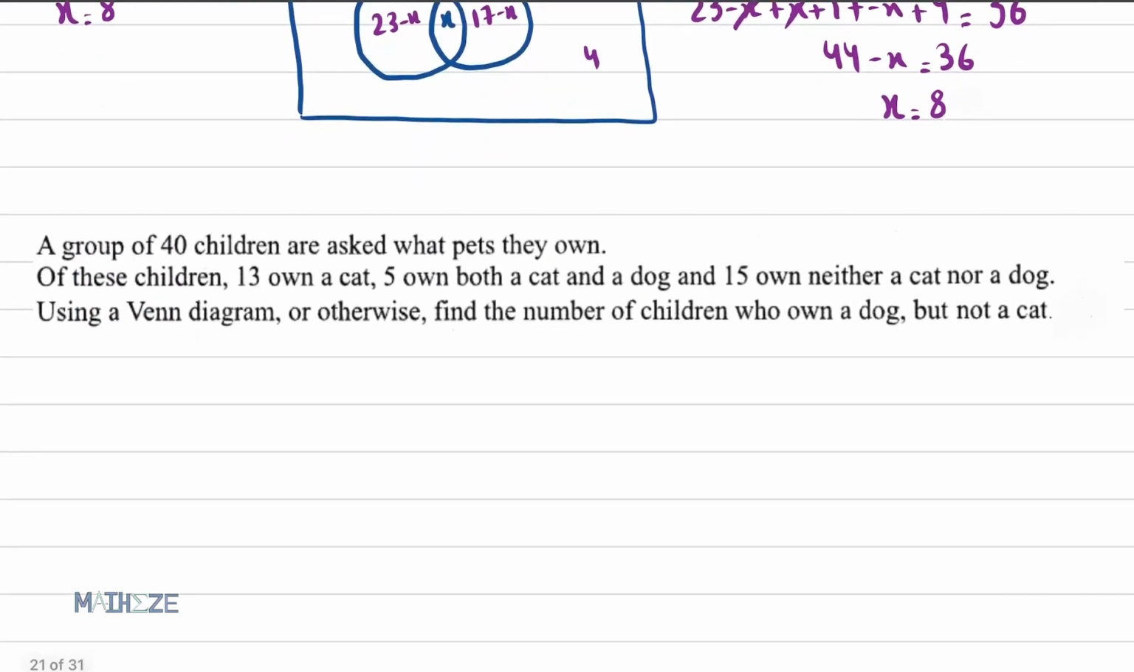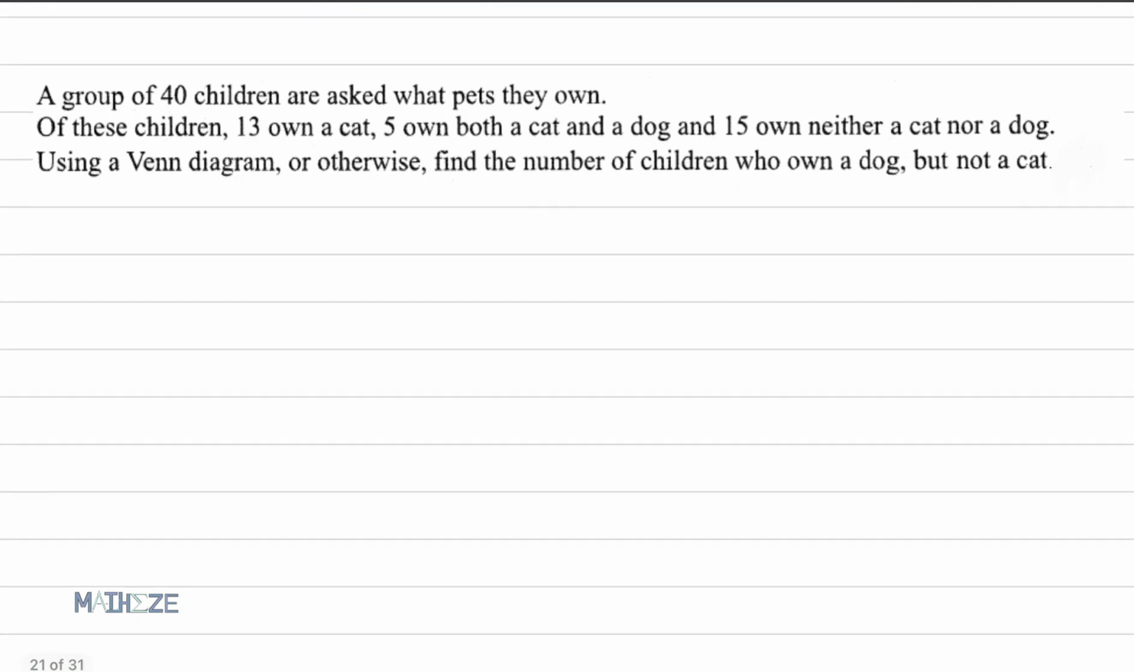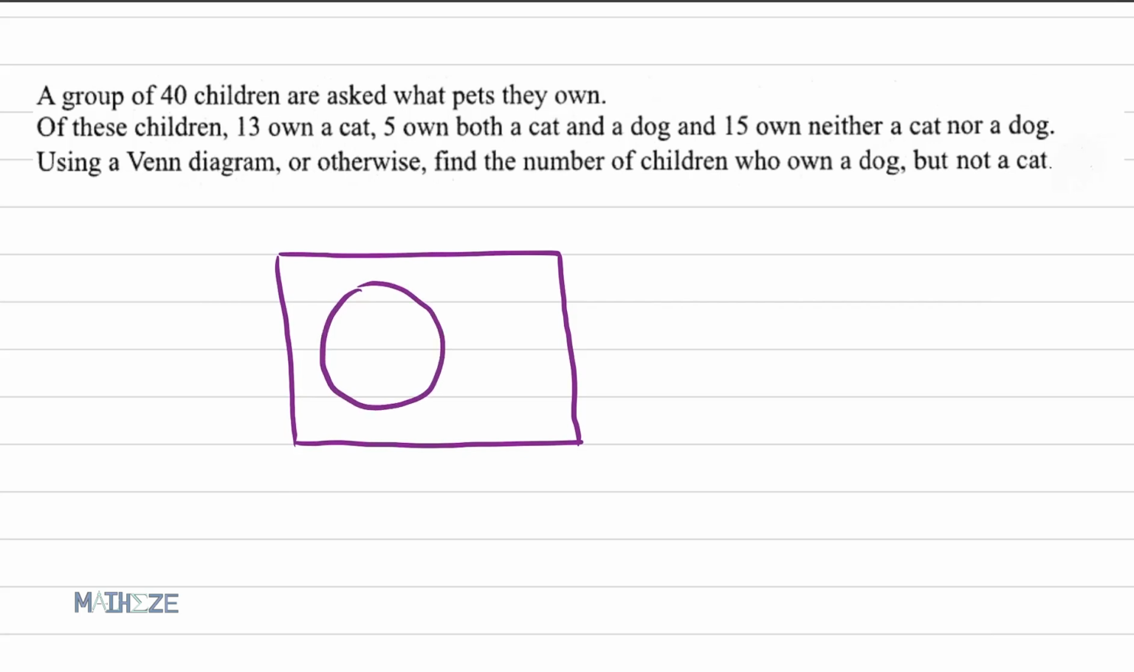It says a group of 40 children were asked what pets they own. Of these children, 13 own a cat and 5 own both a cat and a dog. 15 own neither a cat nor a dog. Using Venn diagram or otherwise, find number of children who own a dog but not a cat.